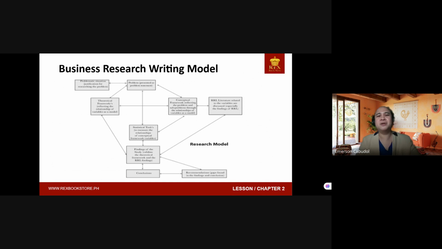The first one is problem definition. We clearly identify the business problem or opportunity. For example, a clothing store with an e-commerce website notices that customers are abandoning their carts frequently. So the problem is to determine why customers are not completing purchases online.